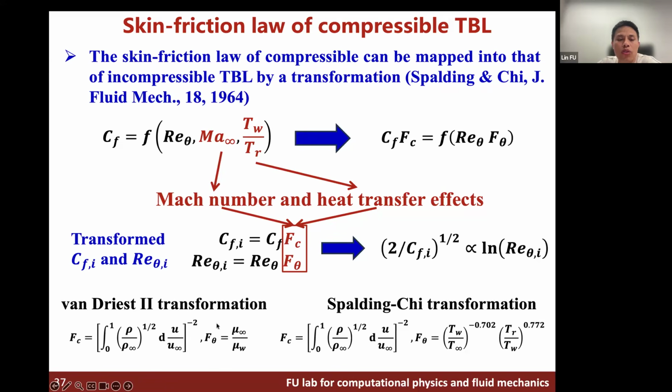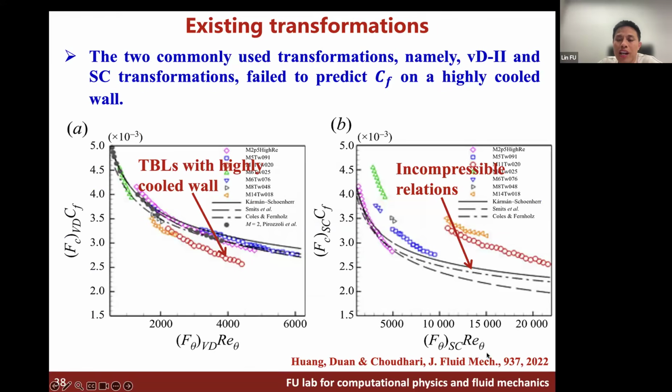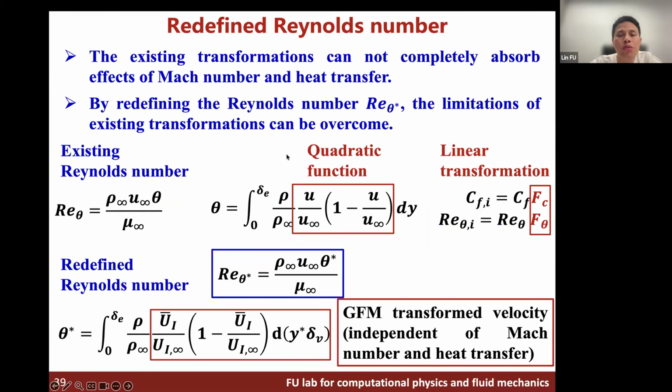The van Driest II transformation is given here, and we also have the Spalding-Chi transformation, which is a little bit later. If you check the recent publication, Lin Duan's paper from Ohio State in 2022, you can see that the transformed Cf and Re_theta apparently are not working. They are not collapsing to the incompressible skin friction law. There is a strong, substantial deviation. Then how could we get an analytical transformation to get a universal scaling law for skin friction?